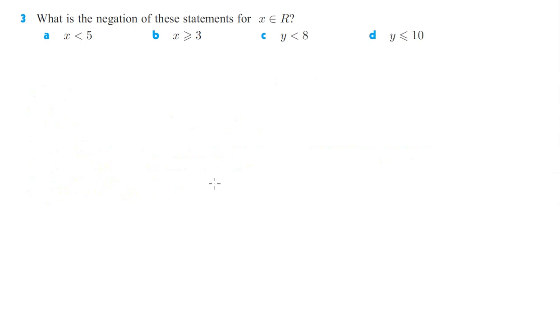What is the negation of these statements for x is an element of the real numbers? So the way you can think of these is basically what's the opposite of x is less than 5? The opposite of that is going to be x is greater than or equal to 5. So basically you're just going to switch the sign around, and if it has the underline, then you're going to get rid of it. If it doesn't have the underline, we're going to put the underline on it. Okay? So B is going to be x is less than 3.